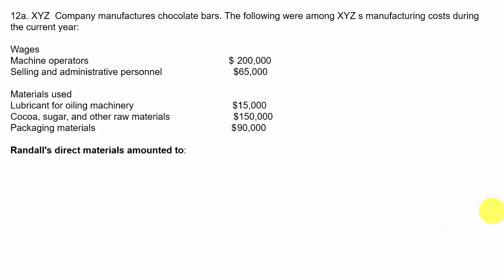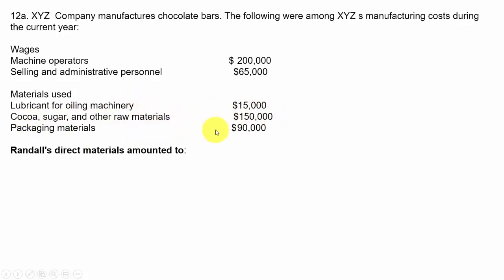All right. Our last one here, they want to know what would be direct materials. How much is going to be direct materials? So we're given wages, inside the factory, outside the factory. We're also given materials used, and so we're given lubricant for oiling machinery, $15,000, cocoa, sugar, and other raw materials, $150,000, and packaging materials, $90,000. Now this is a tricky question. It might be considered a question that's a little bit misleading. It is for sure that we should conclude cocoa, sugar, and raw materials, $150,000. That's a given.